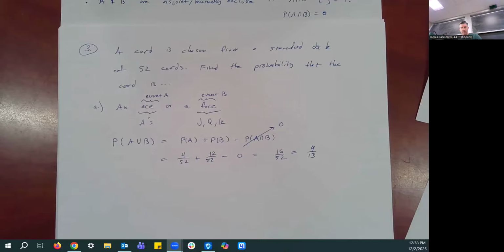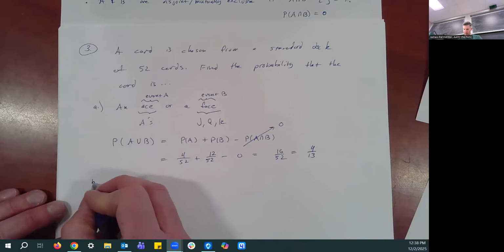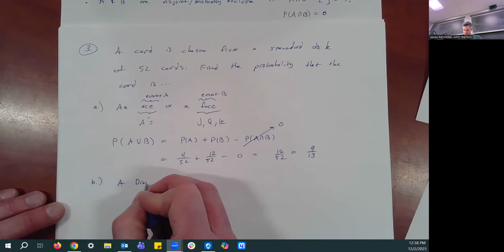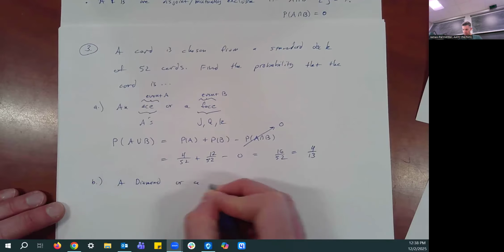Okay, let's make it more interesting though. What if we said we wanted to find the probability of getting a diamond or a jack?